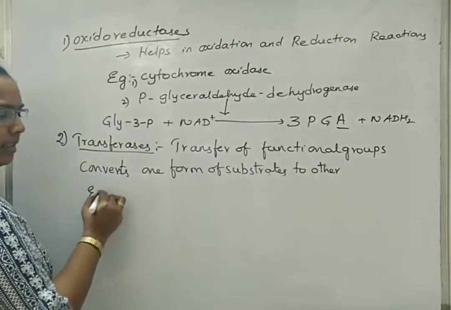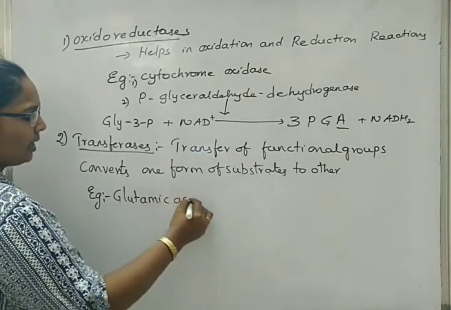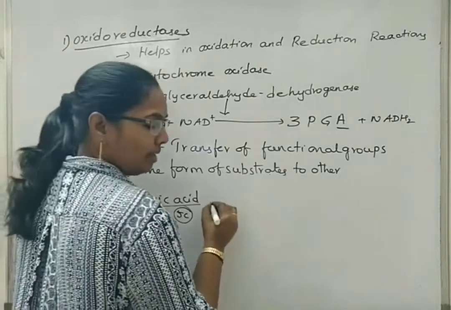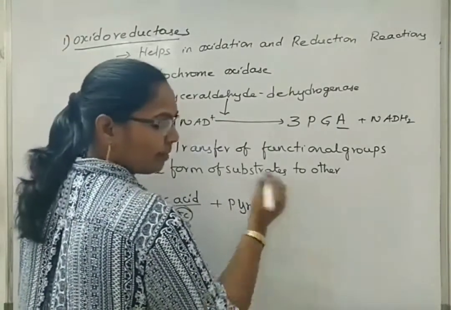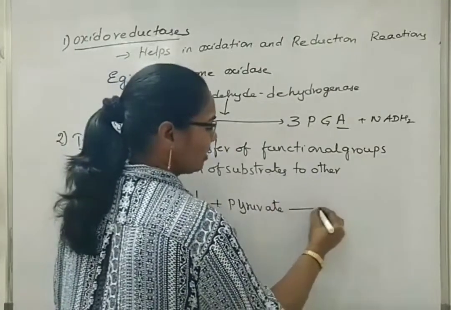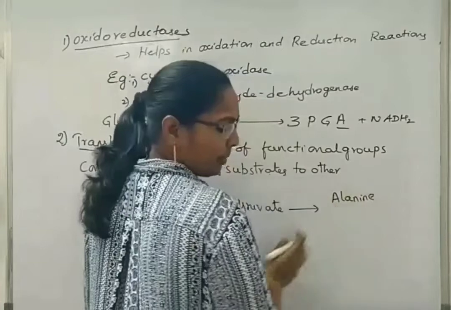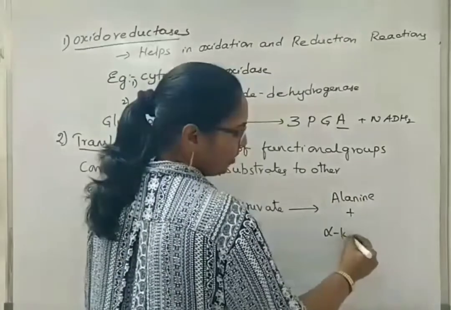Example we can take here as glutamic acid, one type of amino acid which has 5 carbons. This, plus pyruvate, are getting converted into alanine, a type of amino acid, and alpha ketoglutaric acid.